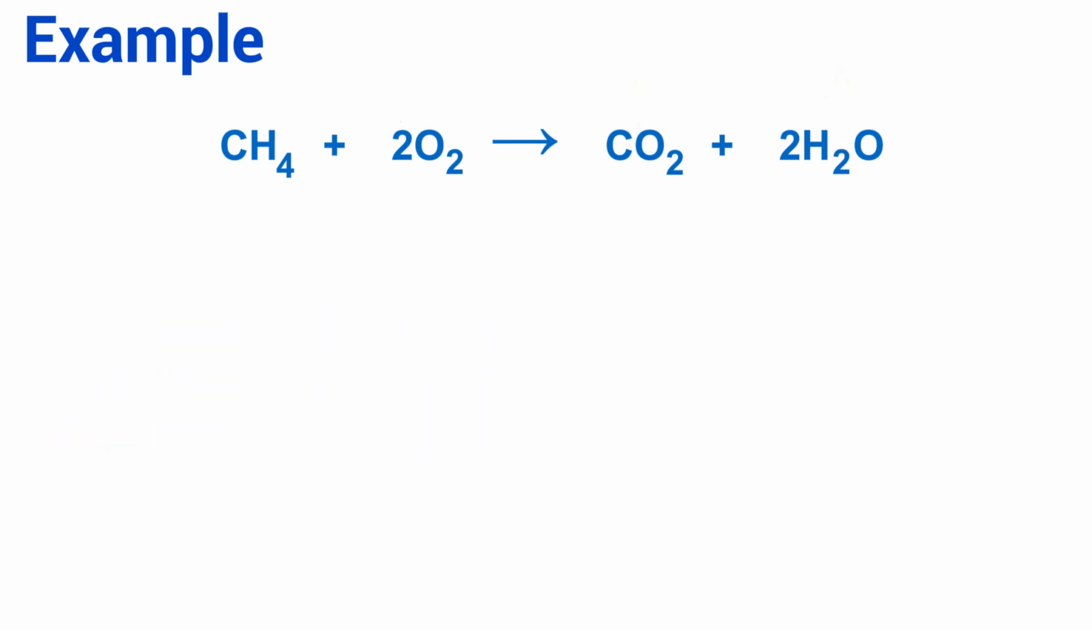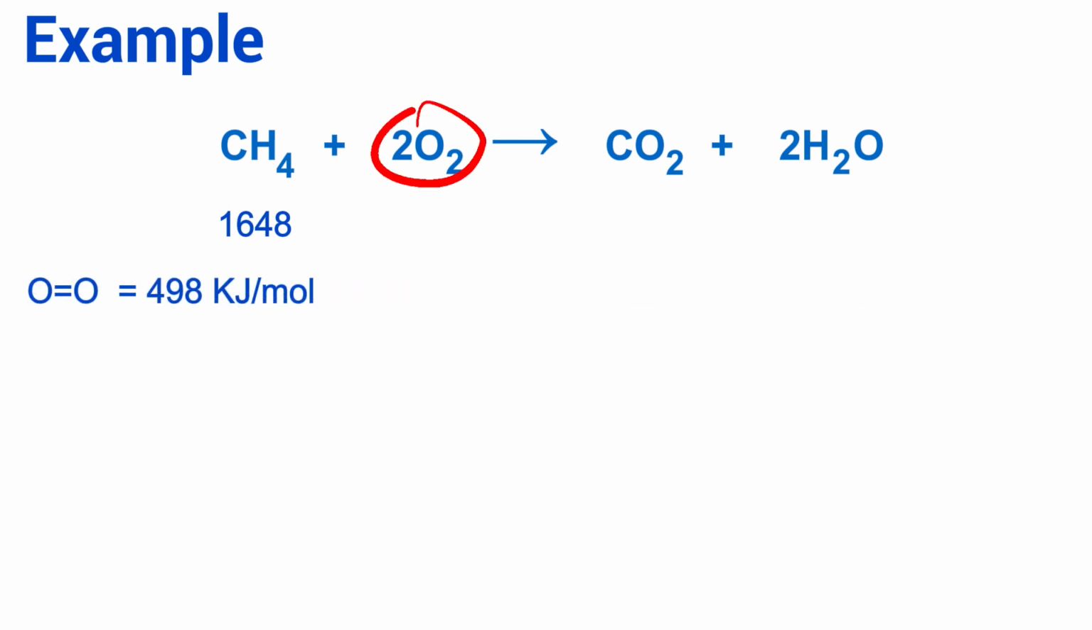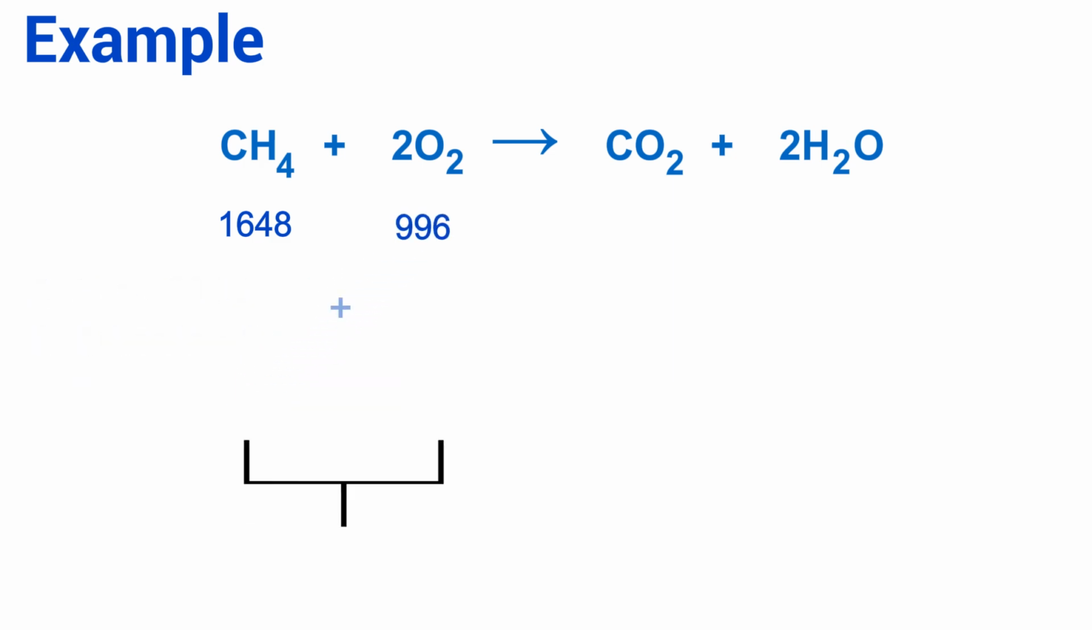Let's calculate the energy needed to break all the bonds. We start with the carbon-hydrogen bonds. Each carbon-hydrogen bond requires 412 kilojoules per mole of energy to break. Since there are 4 carbon-hydrogen bonds, we need 1648 kilojoules per mole of energy to break them all. Similarly, each oxygen-oxygen bond requires 498 kilojoules per mole of energy to break. For 2 oxygen-oxygen bonds, we need 996 kilojoules per mole of energy. Therefore, the total energy required to break all the bonds in the reactants is the sum of these values, which is 2644 kilojoules per mole.